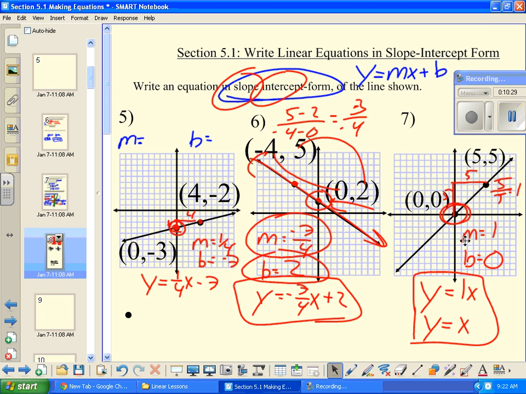So again, in this chapter, at least the start of chapter 5, what we start off by doing is we're going to make the equation. They give us information, like the slope or the y-intercept, or they give us some graph. We have to find those two things. And once we find them, then we can make our equation, again, going backwards from what we did in previous chapters.